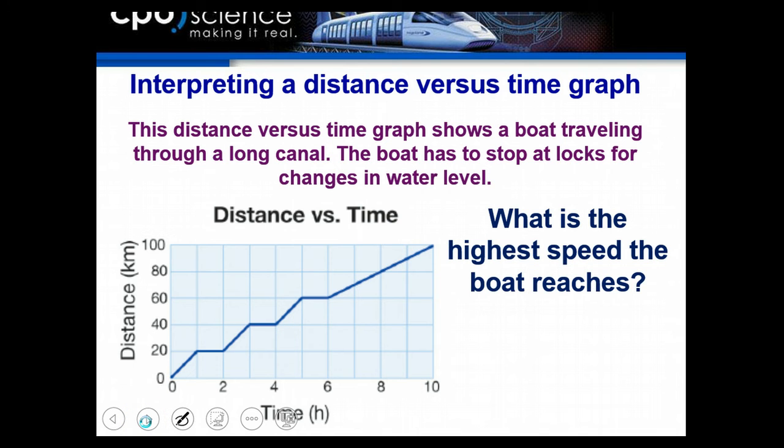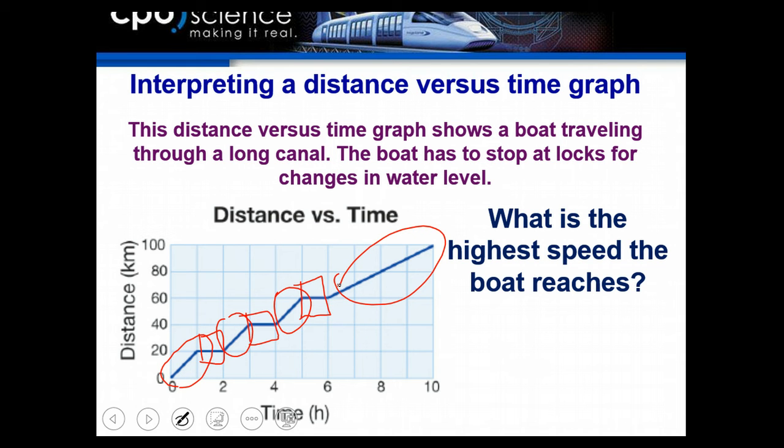What's the highest speed the boat reaches? So you can do a calculation here. So we already know we're stopped during these moments. So we will ignore those sections. And then we could calculate the speed of each of these sections. Okay. Or we can use a little bit of common sense.